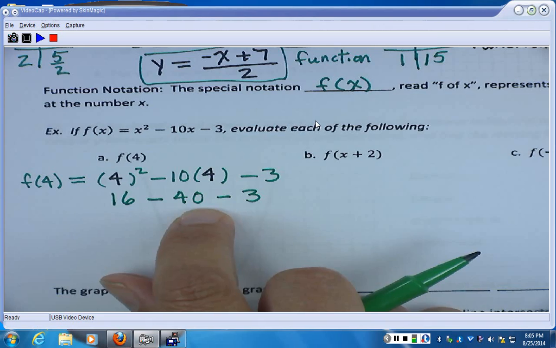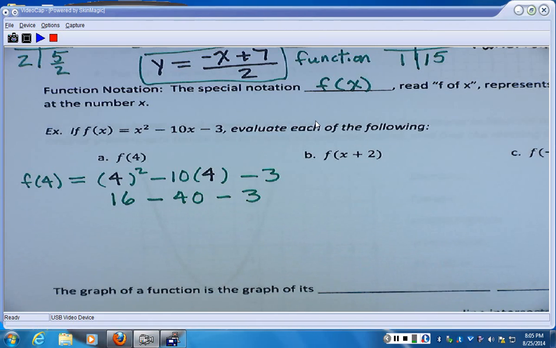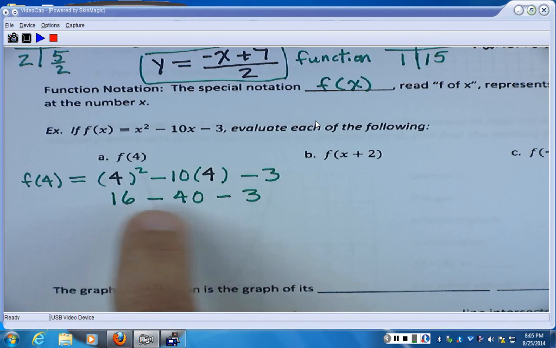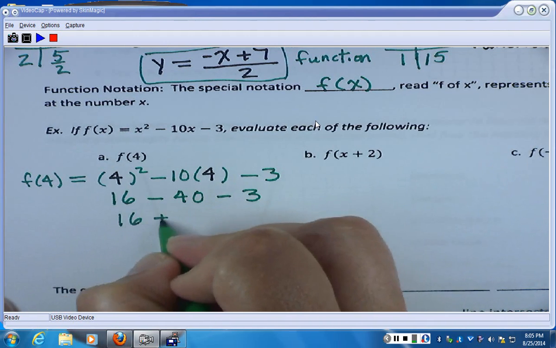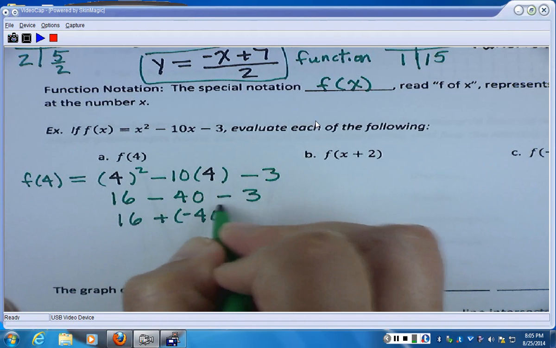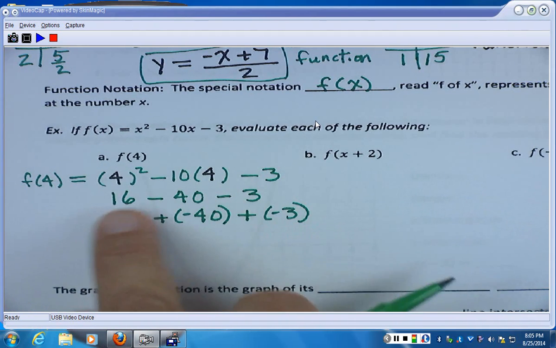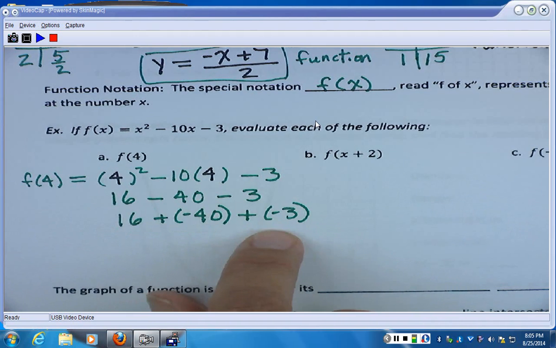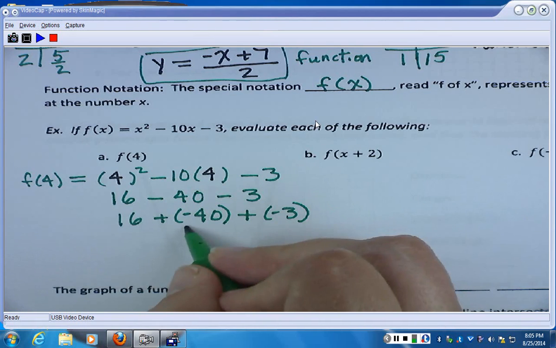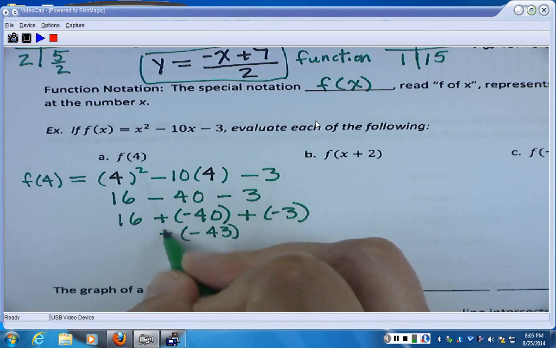And then 16 minus 40 is, and you can even do that on the calculator, but remember it's a positive 16 and a negative 40 and a negative 3. I mean, you can rewrite this as 16 plus negative 40 plus a negative 3, or however you want to do it. You can add these two first. The order of adding doesn't matter. You can switch the order. If you remember that, this is minus 43 plus 16.